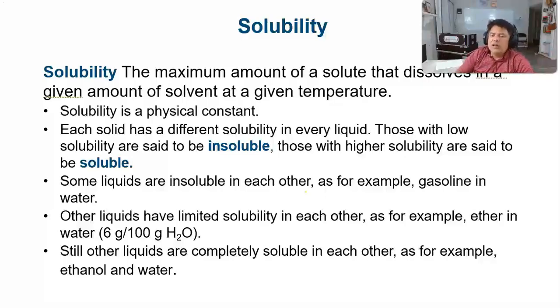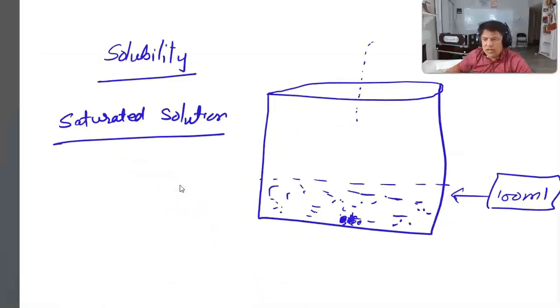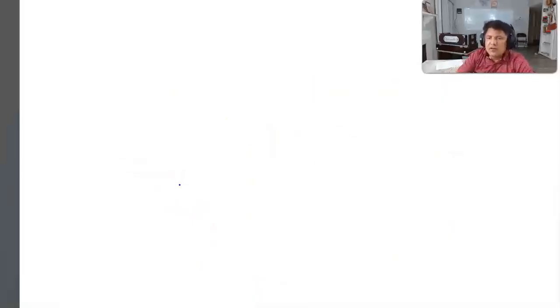Now some liquids are insoluble in each other, for example gasoline and water. You cannot dissolve them. That's why like dissolves like. Every liquid cannot dissolve every liquid. There are two types of solvent. One is said to be the hydrophilic, and the other is the hydrophobic.